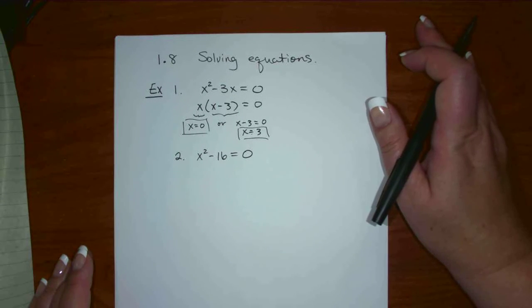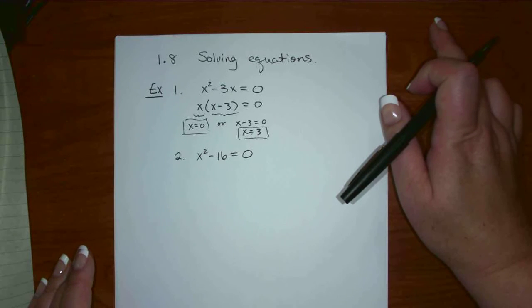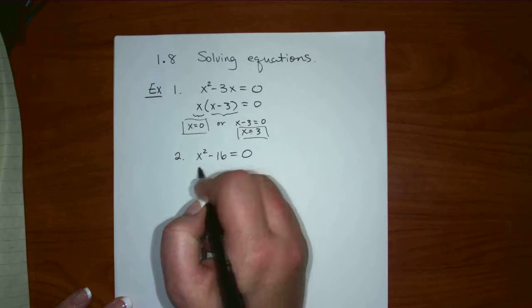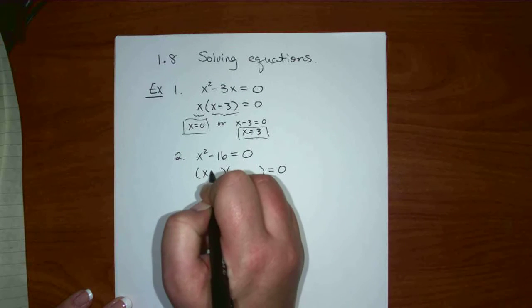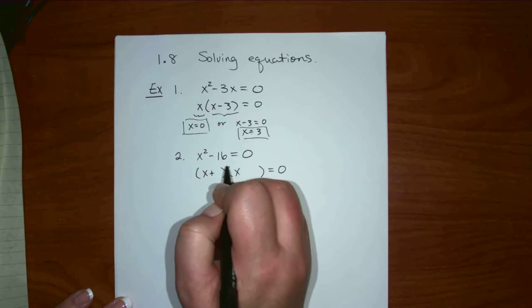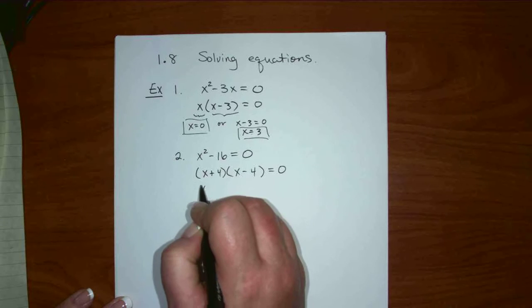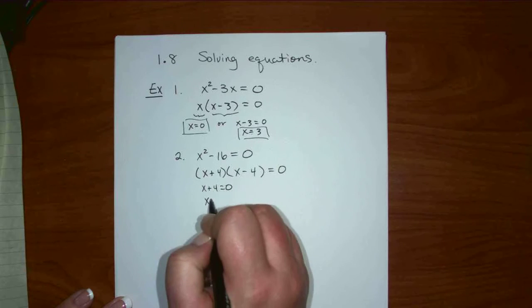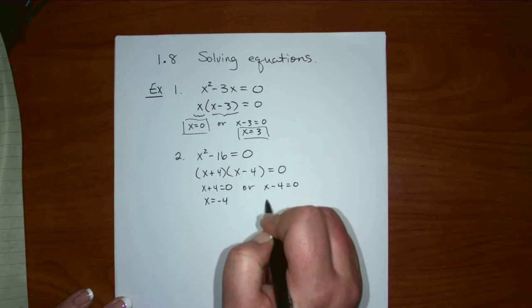What about this one? B is 0 in this one. Difference of squares. Plus 4 and minus 4, because the square root of 16 is 4. So then x plus 4 equals 0, or x minus 4 equals 0.